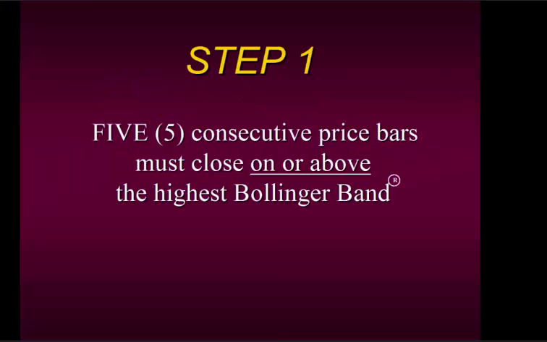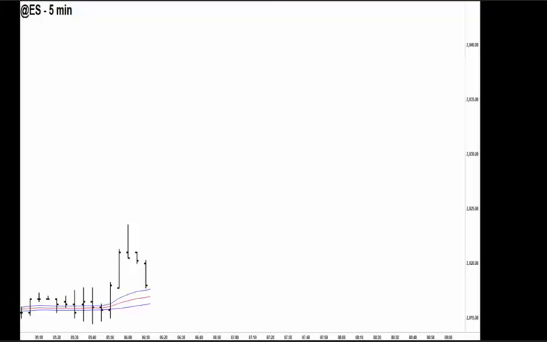All right, step 1. We want to see 5 consecutive price bars close either on or above that highest Bollinger Band. So if we look at this chart here, a 5-minute chart in the E-mini, now, once again, it doesn't matter if we were looking at a monthly chart of IBM or a weekly chart of the Australian dollar. It makes no difference. It's the same concept, okay? We just happen to be looking at a 5-minute chart here.